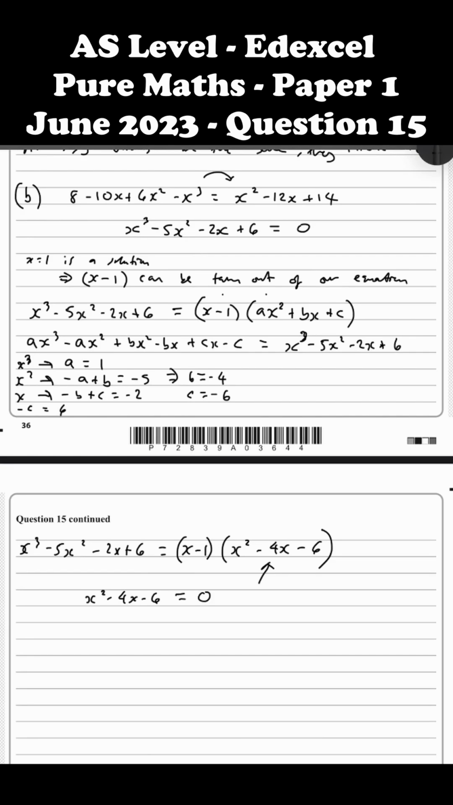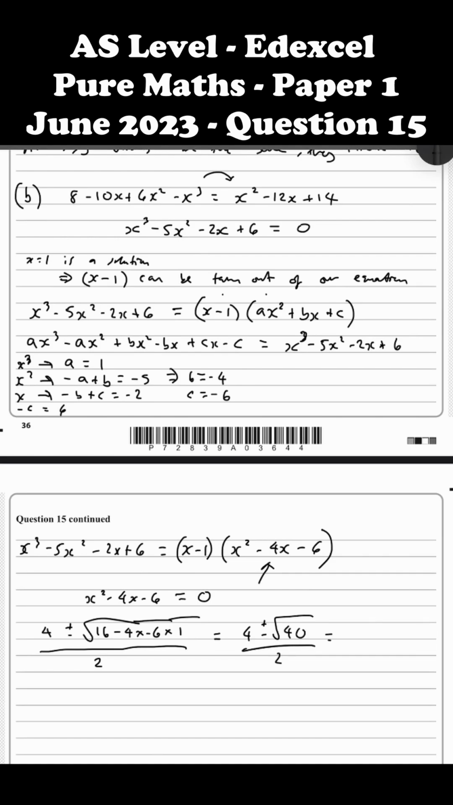So we'll solve this using the quadratic formula. So minus b is going to be positive 4 plus or minus the square root of b squared minus 4ac, which is going to be minus 4 times minus 6. So minus 4 times minus 6 times 1, all over 2a, which is just 2 in this scenario, gives us 4 plus or minus the square root of 40 over 2.